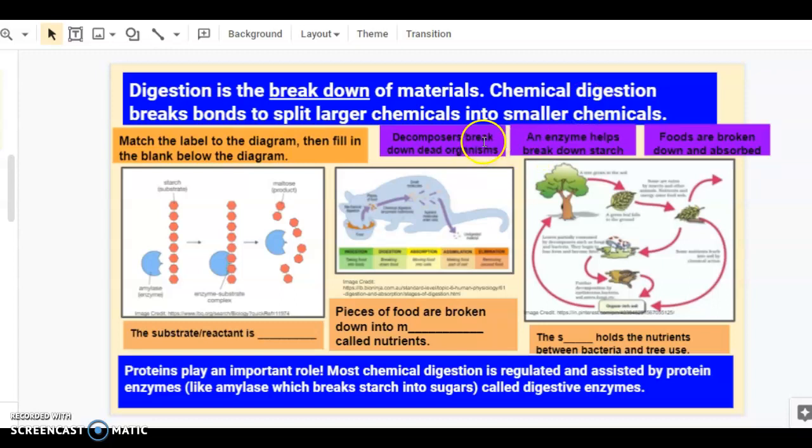We're going to start by matching these three purple labels to the diagram that they best demonstrate. The first diagram shows amylase, which is an enzyme, and starch, which is a substrate. When they join together, the enzyme helps to break the starch into smaller pieces. The substrate or the reactant is the starch.